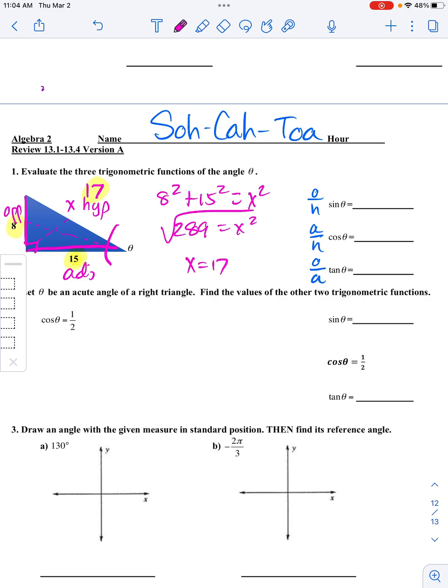So 17, 8, and 15 are my three numbers. For sine, I need the opposite, which is 8, over hypotenuse, which is 17. Cosine: adjacent is 15, hypotenuse is 17. I'm just looking at the numbers on my triangle. Opposite over adjacent for tangent: opposite is 8, adjacent is 15.